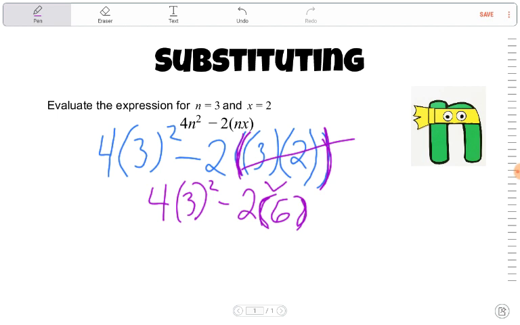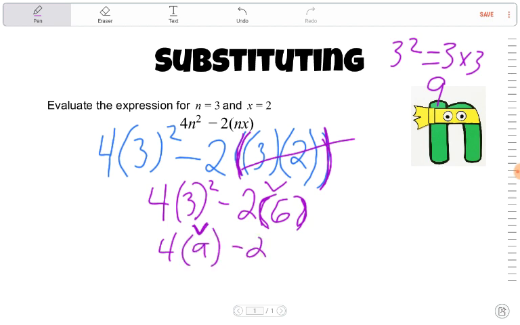The next thing I'm going to do is my exponents. So I have 3 squared. That's next. Notice I'm not doing 4 times 3 first. I do exponents before multiplication or division. 3 squared, that's the same as 3 times 3, and you can just make a note of that, that's 9. So now I have 4 times 9 minus 2 times 6.